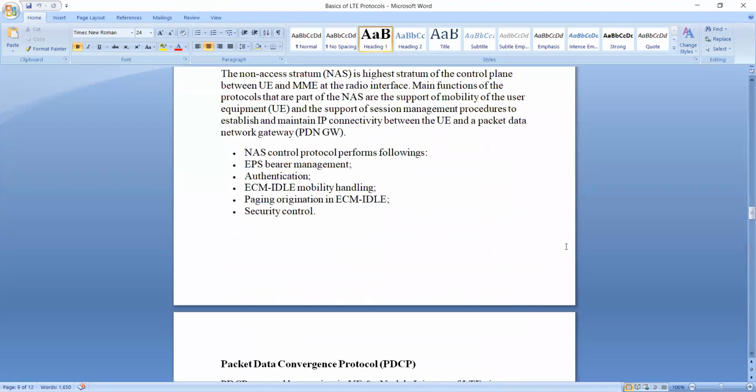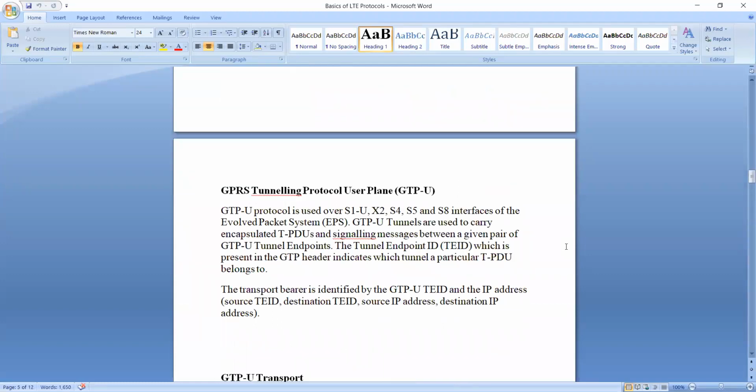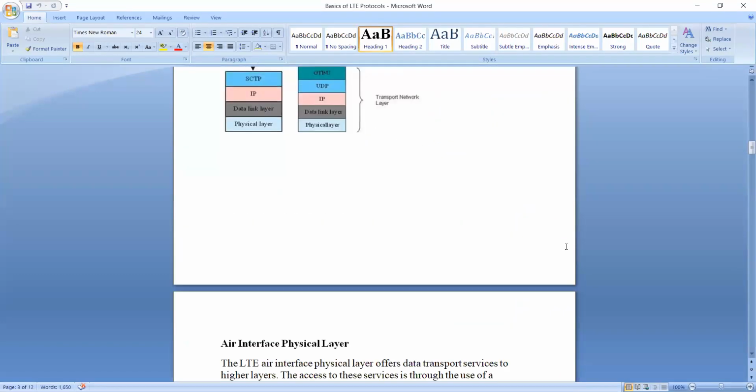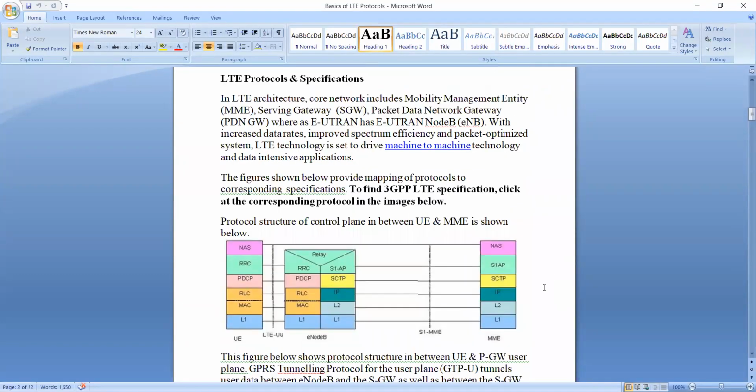So yesterday we have. Are you able to see this document? What document? Yes, yes, yes. Okay.